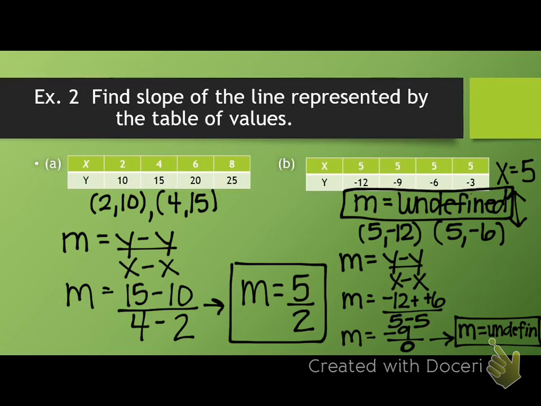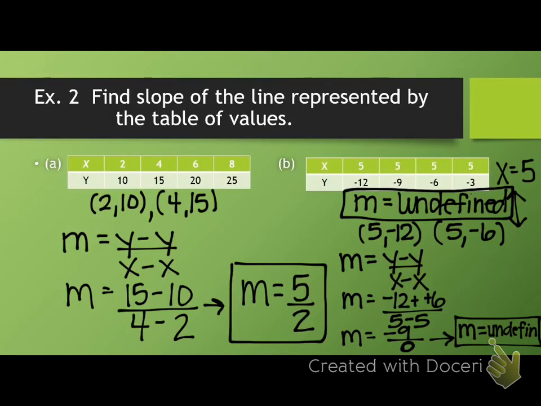Okay. Let me throw this out there at you. What if all your y values had been the same? What kind of line would you have? Horizontal, and your slope would have been 0. Very good. Are there any questions? All right, let's go to example number 3.